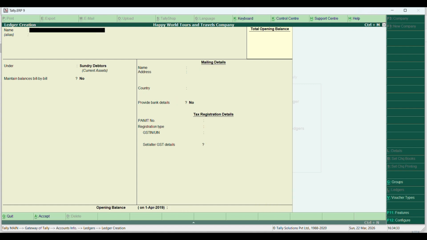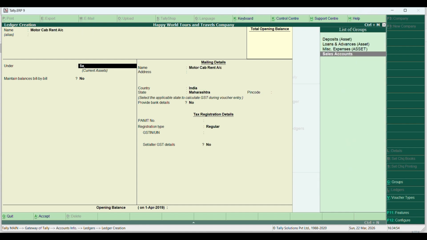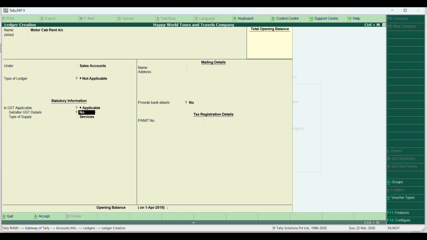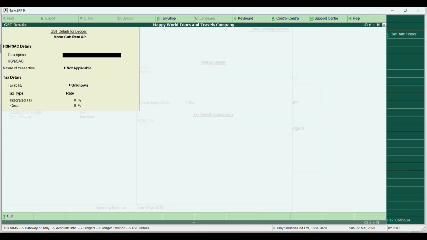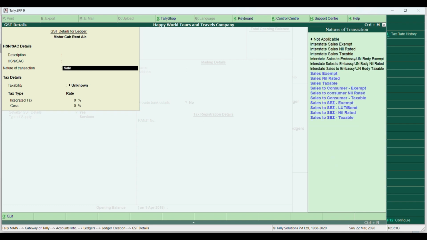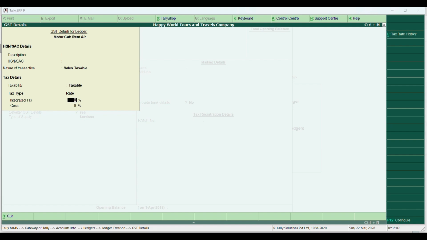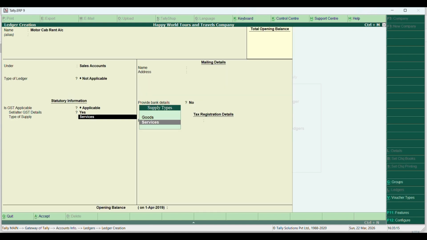So yes, next we have motor cab rent. We are selling, so it will come under the sales account. Okay, this will be no, this will be yes. Now this is very important. Here we are giving again the GST details. This will be sales taxable since we are selling the services, and the percentage of this was 5%. So this will be 5%. Rest all, type of supply will be services.